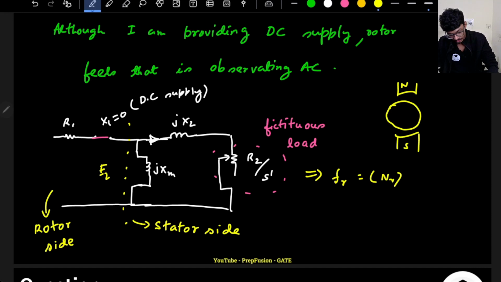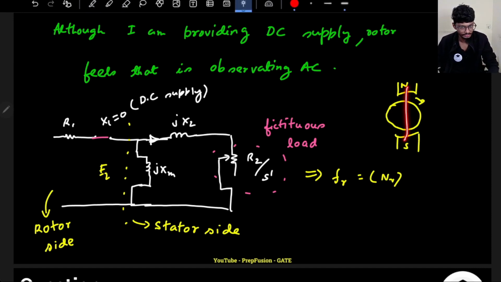Just my rotor is rotating, poles are stationary. So whatever field it is producing, that is also stationary. So the relative speed between the rotor and the stator magnetic field is NR only, because just after the instant dynamic braking has been applied. After that what will happen? Speed will reduce, so NR also will reduce. That will happen, but just after the instant.